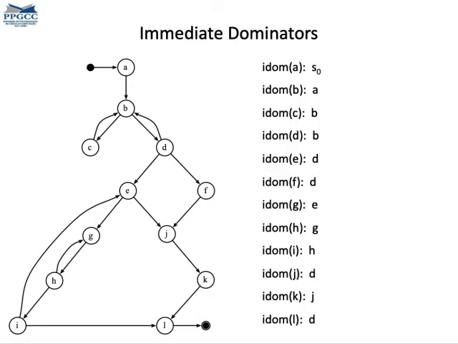Here's a table of immediate dominators. Each node, except the first node in the CFG, I mean, the starting node, has a unique immediate dominator. The starting node doesn't have a dominator.